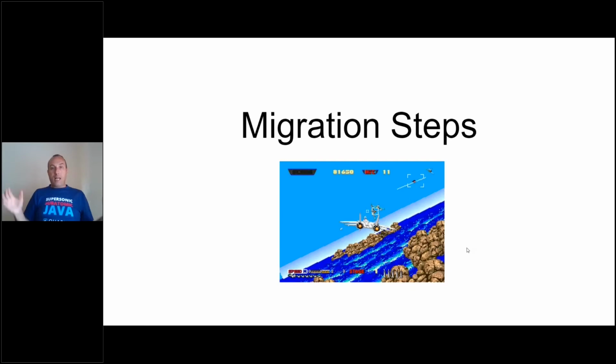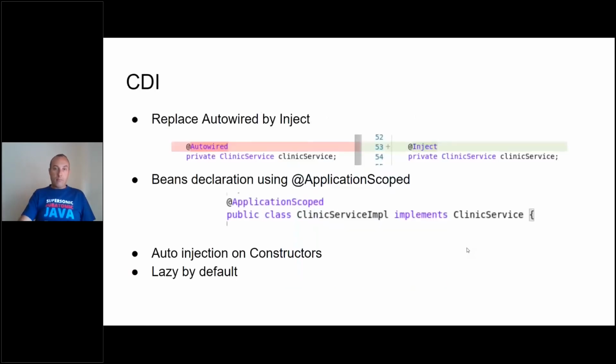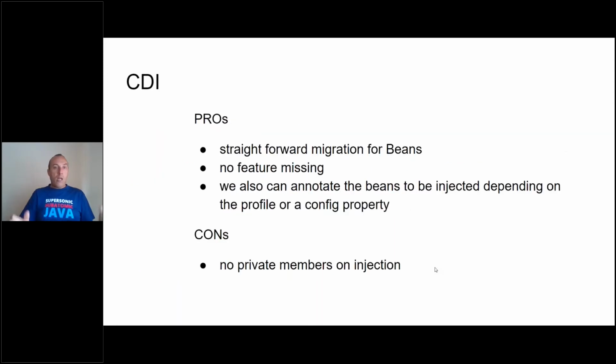Okay, so let's see the migration steps. Regarding CDI, it's very easy. If you are still using Autowired, just move to Inject. The bean declaration uses application scope, so it's easy. It also has auto injection on constructors and is lazy by default, so that's very convenient. I didn't find any drawback or problem in this migration. We can also define which implementation is going to be used depending on the profile we are using, or even in a properties file. So that's also very convenient.